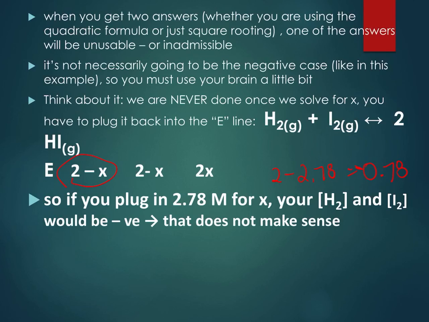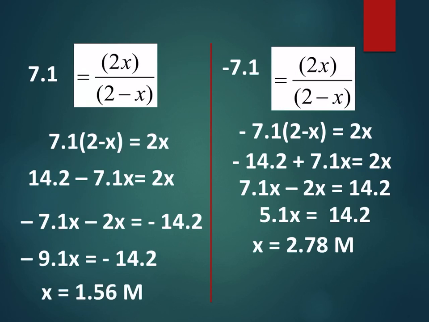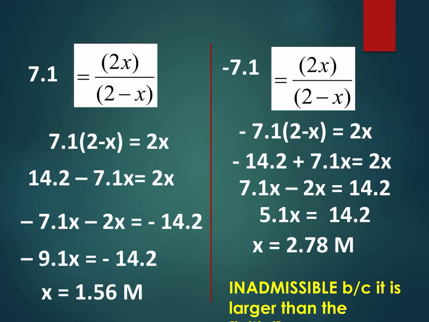Okay, so what we usually do, go back to the other side to your work here, and then whichever one is going to give you a negative in the equilibrium line, then you can cross it out and write inadmissible. So it's inadmissible because it's larger than the initial concentration. That's what's cut off there. Or it gives a negative value in the E line of the ice table, and that is not what we want.